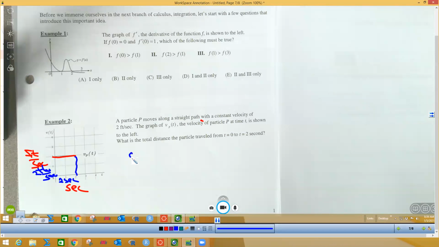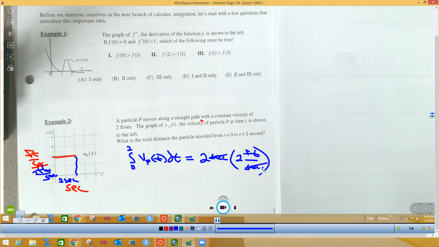So I'm going to say the integral from 0 to 2 of velocity of particle P of t dt. Now notice, because my function's in terms of t, I have a dt here. Whatever the variable of the function is, that's what goes after the d, so this is the change in t. The base is 2 seconds, times 2 feet per second, the height.